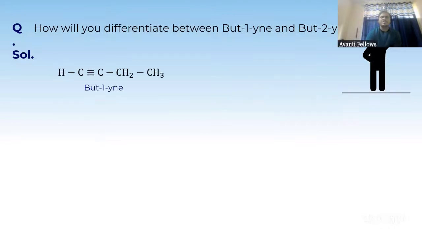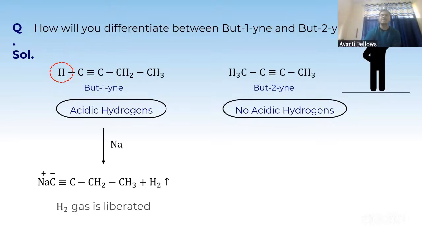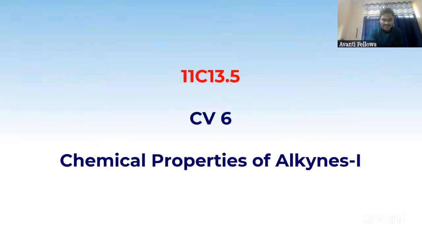Now, the question is how would you differentiate between but-1-ene and but-2-ene? So we can say in but-1-ene acidic hydrogen is present, but in but-2-ene acidic hydrogen doesn't exist, right? So in this we have an acidic hydrogen, in this we do not have any acidic hydrogen. Now let's see chemical properties of alkynes, ठीक है? तो अब हम लोग chemical properties of alkynes को cover करने वाले हैं.